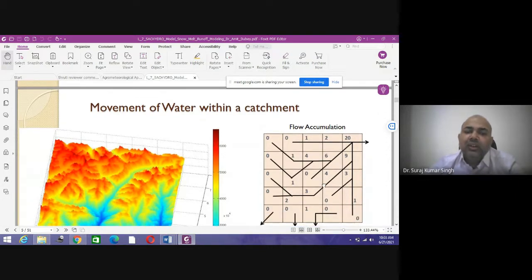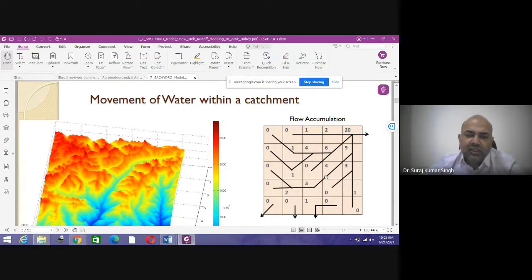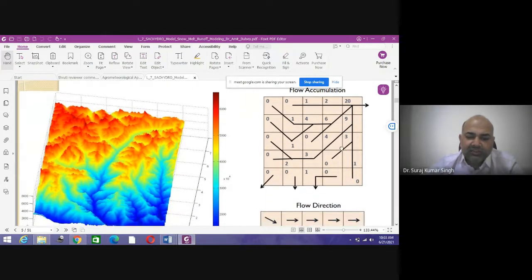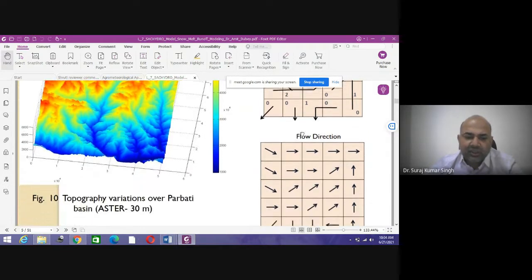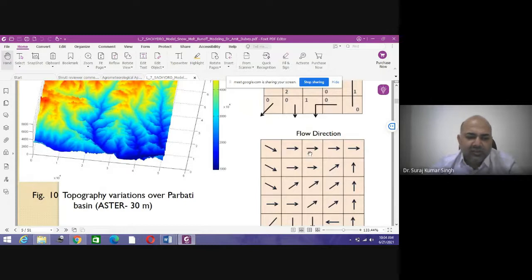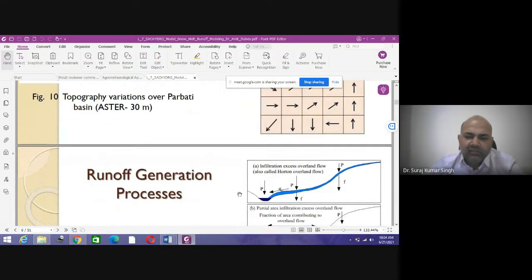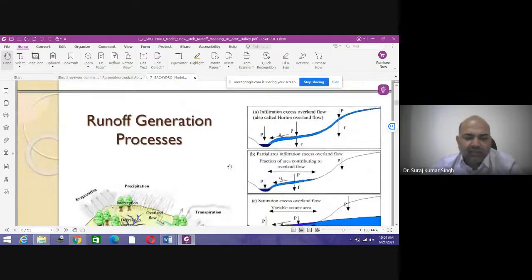Then we have seen in various satellite images how the movement of water is within a catchment. What do you mean by catchment? What do you mean by sub-catchment? What do you mean by basins? What do you mean by watershed? What do you mean by sub-watershed? What do you mean by macro watershed? All these topics, the flow direction, we have already completed. So it's just a revision, and parallelly we are continuing with a new topic.